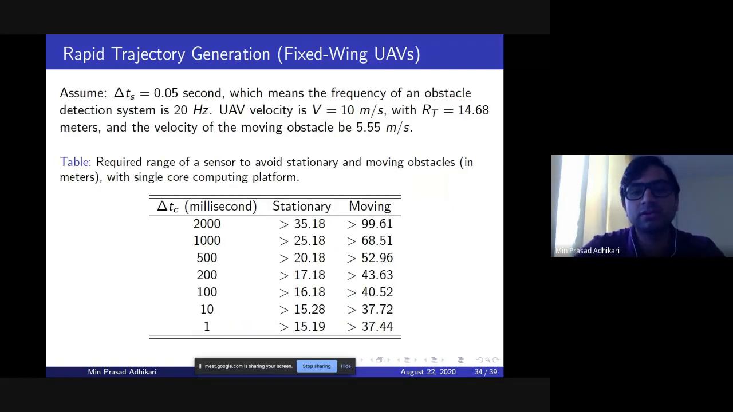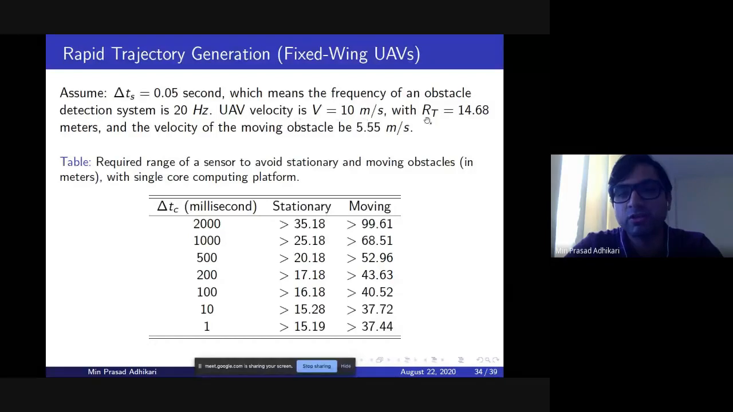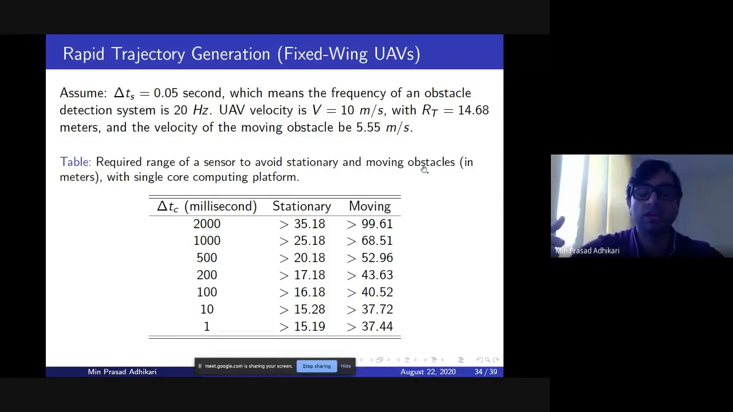So here are some results. Let's suppose the frequency of obstacle detection is 20 Hertz, meaning the sampling time of obstacle detection is 0.05 seconds, and the UAV velocity is 10 meters per second, with the minimum turning radius of 14.67 meters, and the velocity of the moving obstacle is, let's say, 5.55 meters per second, which is coming in a head-on collision with the UAV.